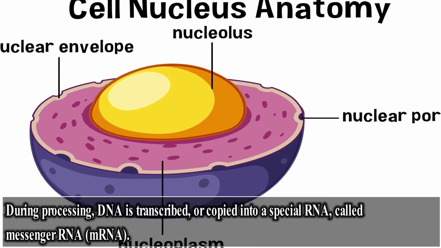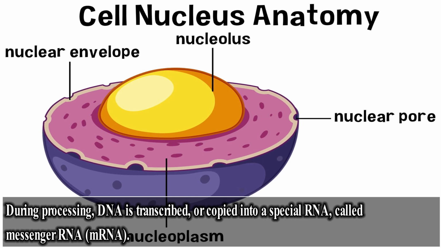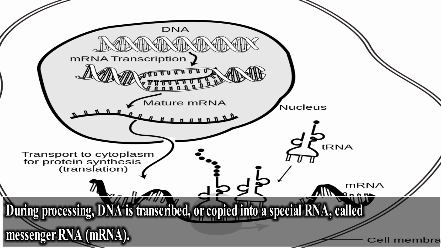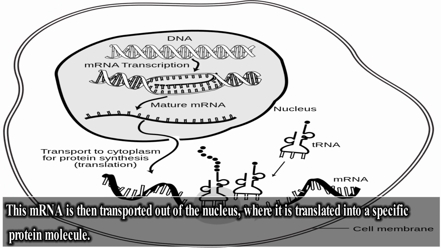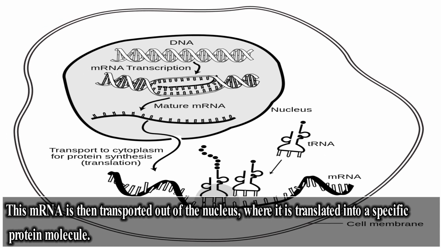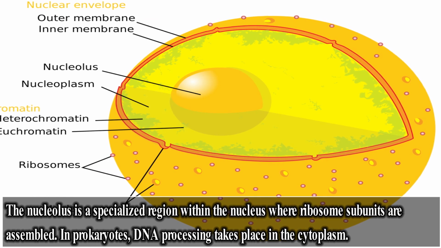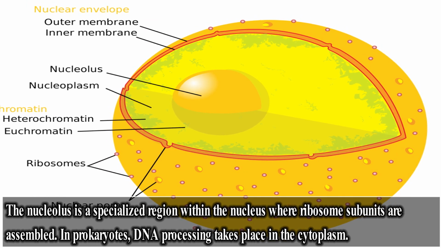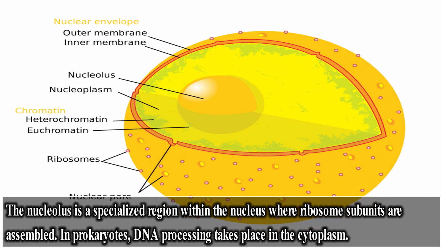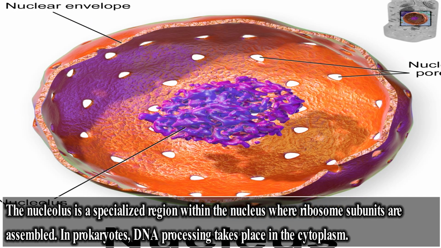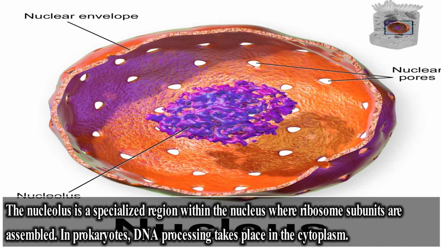During processing, DNA is transcribed, or copied, into a special RNA called messenger RNA. This mRNA is then transported out of the nucleus, where it is translated into specific protein molecules. The nucleolus is a specialized region within the nucleus where ribosome subunits are assembled. In prokaryotes, DNA processing takes place in the cytoplasm.